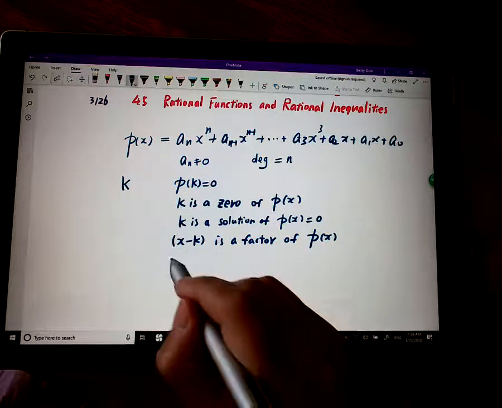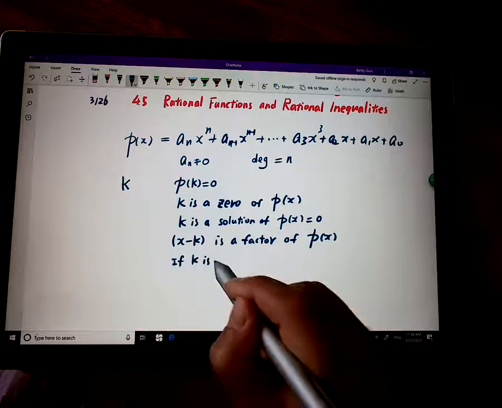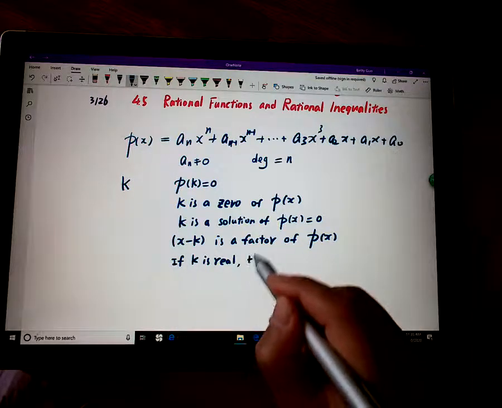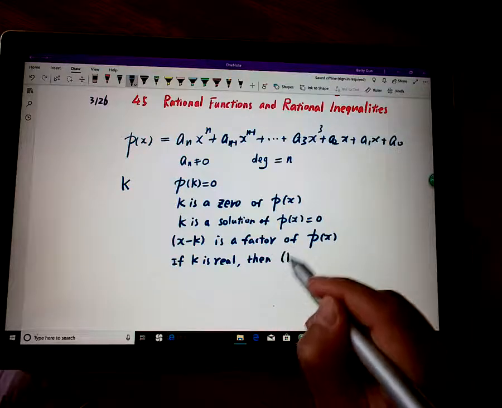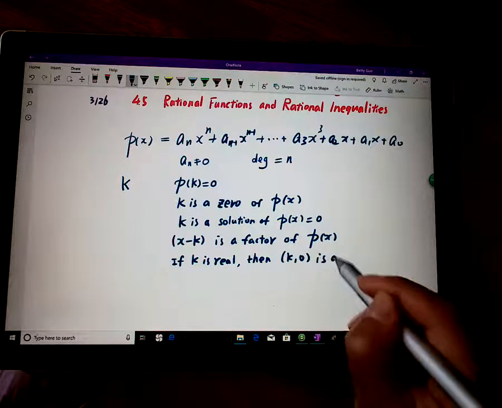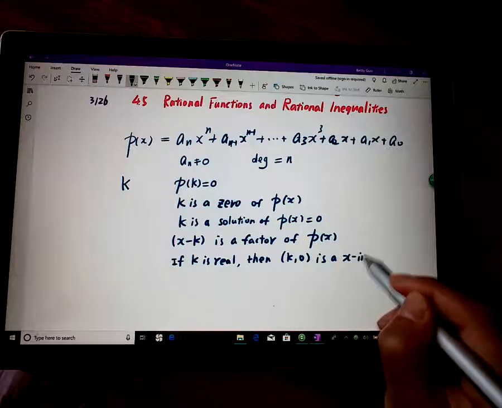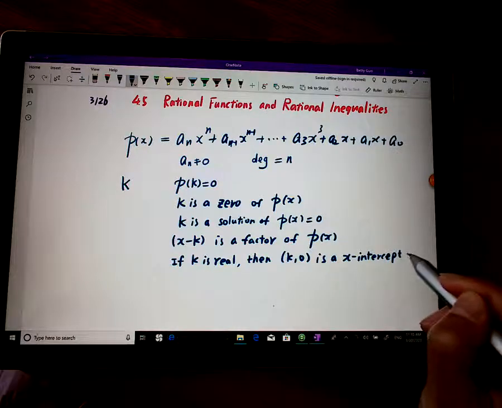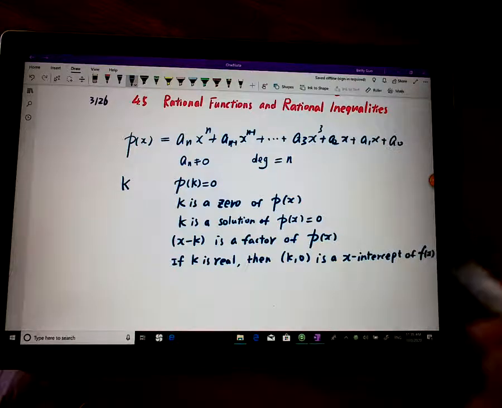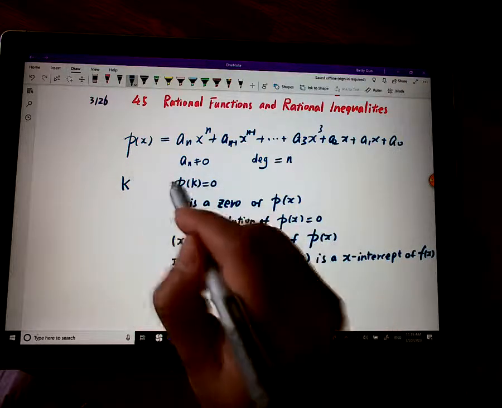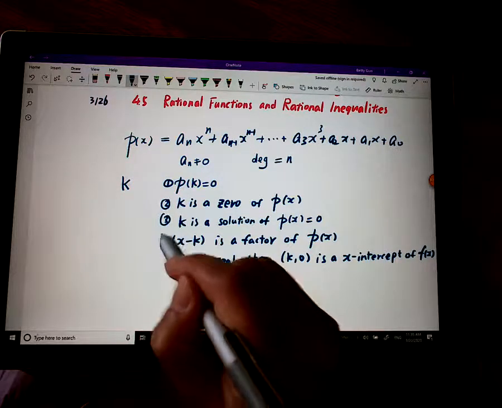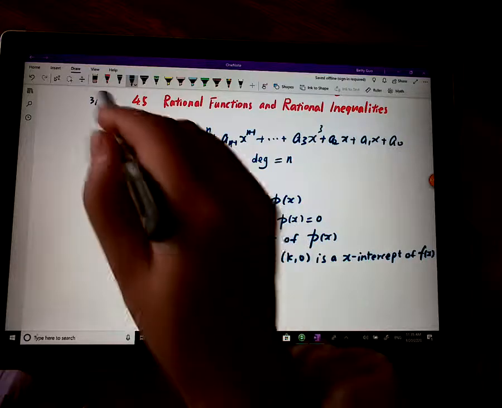If k is a real number, then k, 0 is an x-intercept of the function f of x. Okay, and all of them actually are equivalent. We talked about this before. We can label this number 1, number 2, number 3, number 4, number 5.